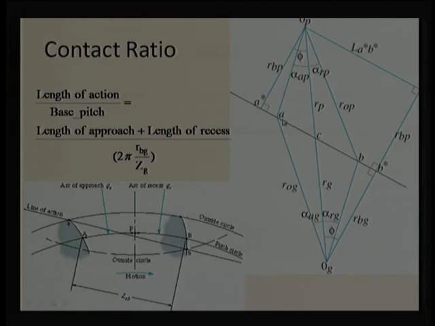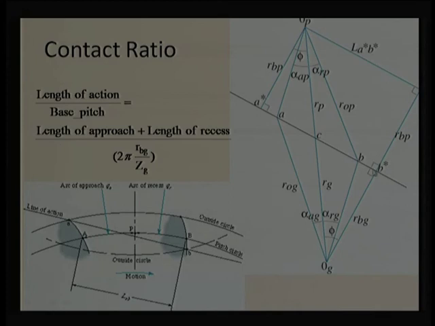So, actual contact starts after the base circle, it is not at the base circle point. We use some sort of filleting there. So, this is A, and the end also, because in a tooth we generally do not give a very sharp edge, we give some sort of fillet there.